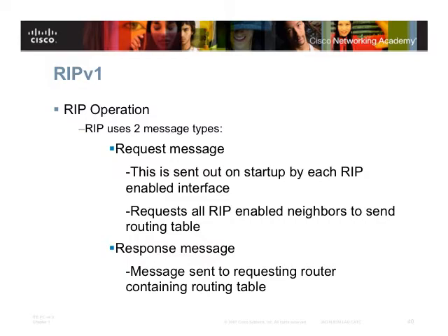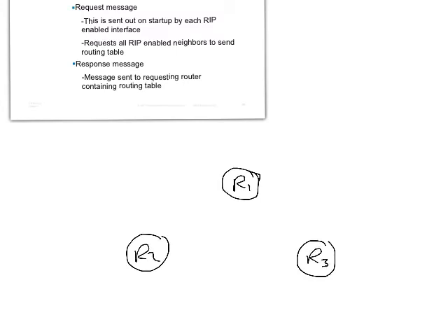In order to make sure that you understand this, say router R1 is starting. When router R1 starts at the beginning, of course, you have a connection between router 1 and router 2 and router 3. So router 1 will send a request to router 2 and a request to router 3. This is a request message. So that's number 1.